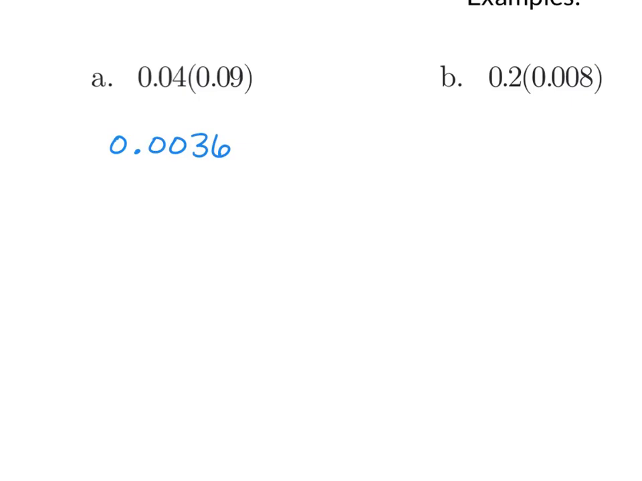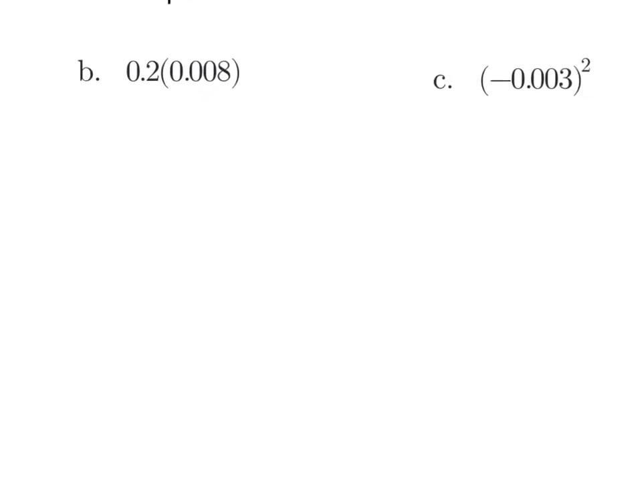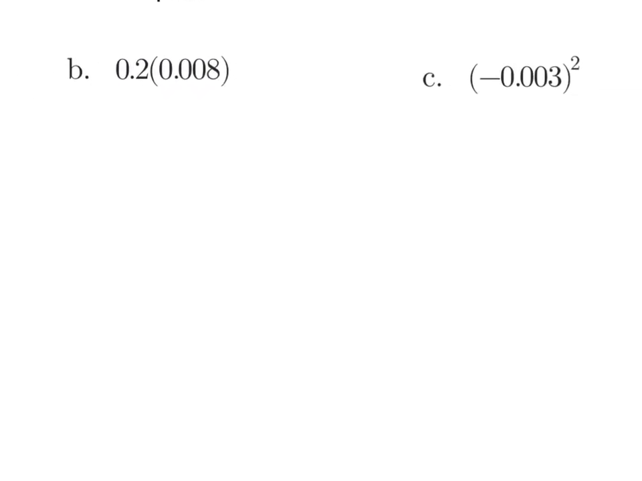All right, let's take a look at B. B, we have 0.2 times 0.008. All right, so if we go ahead and multiply, again, I just want to multiply disregarding the decimal places. So what we're multiplying is 2 times 8. 2 times 8 is 16. And now we want to figure out how many decimal places do we need. The first number has 1 decimal place. The second number has 3 decimal places, giving me a total of 4.